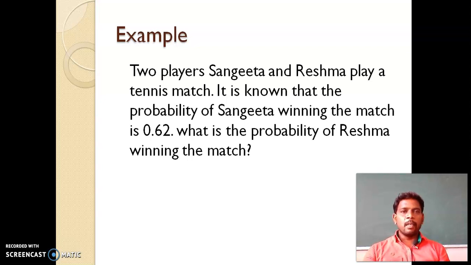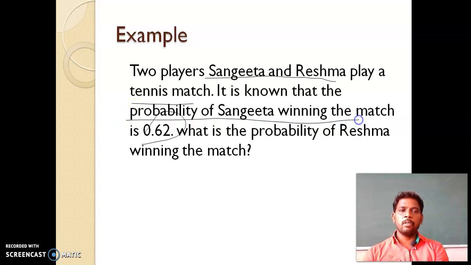So two players, Sangeeta and Reshma, play a tennis match. It is known that the probability of Sangeeta winning the match is 0.62, and what is the probability of Reshma winning the match? Okay, so look at the question here. Here two persons are there, that is Sangeeta and Reshma. They play a tennis match, right? So what is 0.62 given here? The probability of Sangeeta winning the match, right?